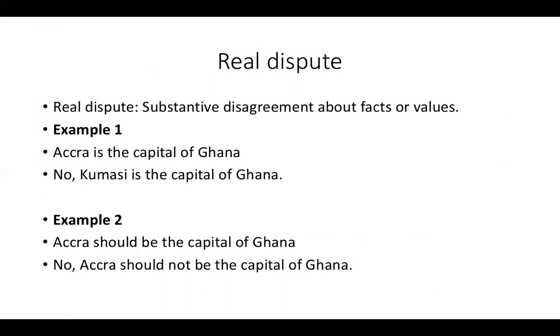Then we have what we call the real dispute. When you have shifted away the verbal disputes, then we are left with the real ones. A real dispute is a substantive disagreement about facts or values. So we call them real or substantive disputes or disagreements. Example one is a dispute about facts. Example one, Accra is the capital of Ghana. No, Kumasi is the capital of Ghana.